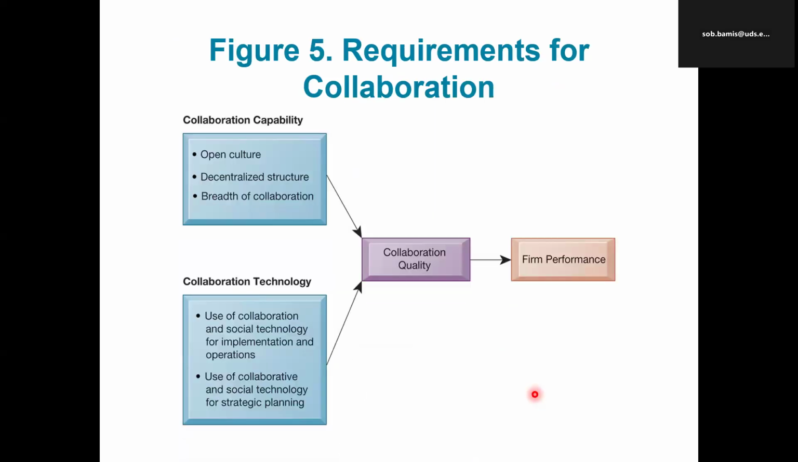So for collaboration, okay, let's look at the requirements. What must be put in place for collaboration to be effective, or for collaboration to be possible in an organization? One, you should have the capability of collaboration in the organization. So under that we have open culture, centralized structure, and collaboration.